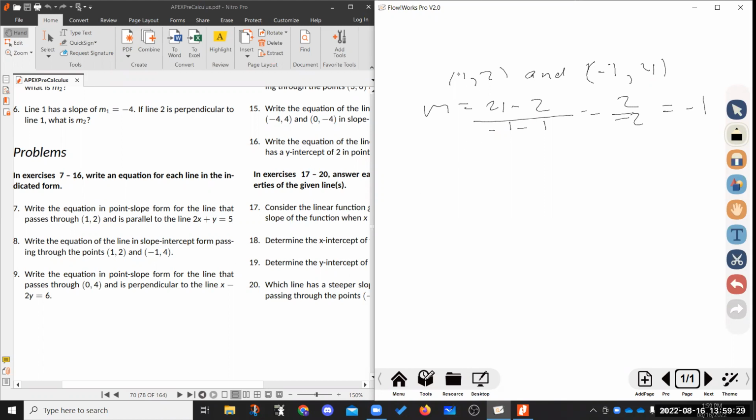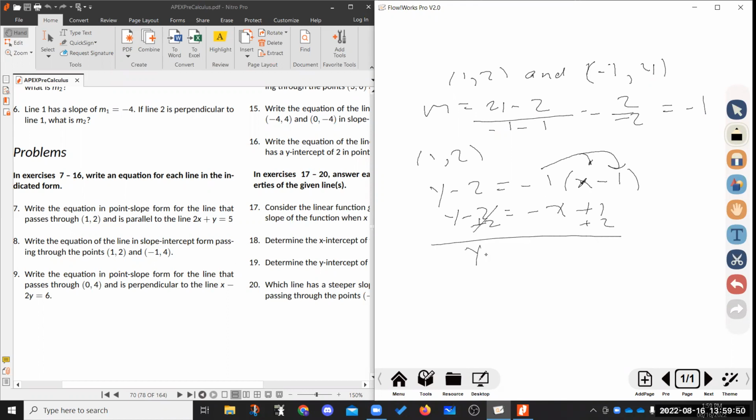Pick a point, I don't care. I'm going to pick the one with the smaller numbers, (1, 2). y minus 2 equals m times x minus 1. y minus 2 equals -x plus 1. Remember, you're distributing. Add 2, add 2. y is equal to -x plus 3. There's my answer in slope intercept form.